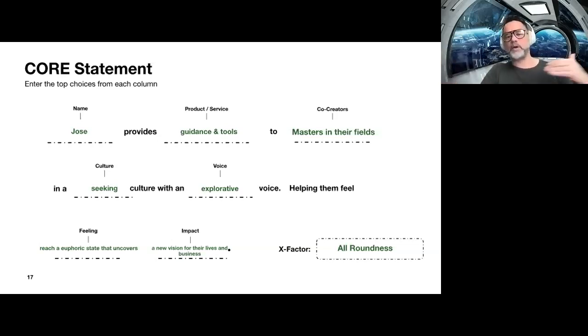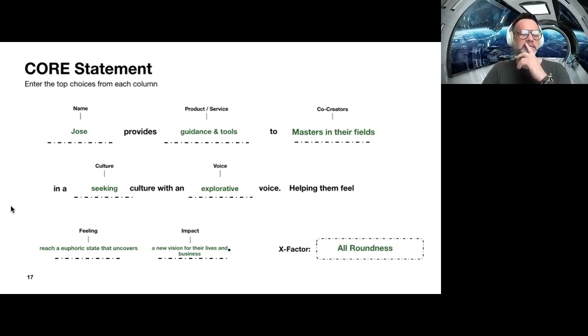Entrepreneurs, CEOs, marketing folks, in a seeking culture, meaning people are looking for the answers with an explorative voice, helping them reach a euphoric state that uncovers a new vision for their lives and for their business. I'm still uncomfortable with that word euphoric, though. I'm going to stick to it because that's what Hayne came up with. And the X factor is all-roundedness.